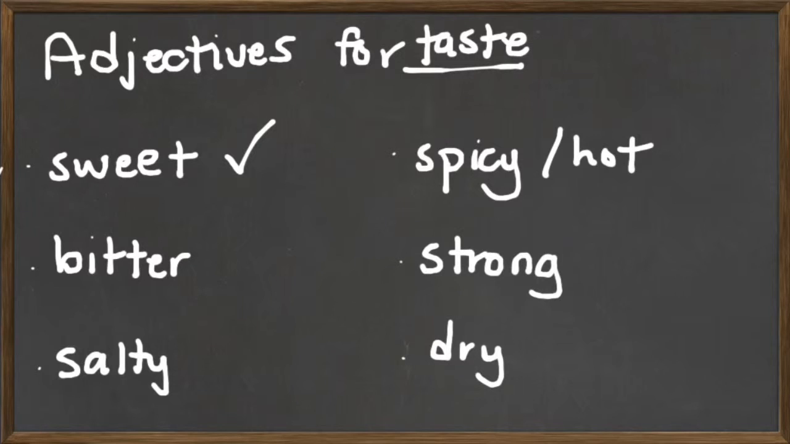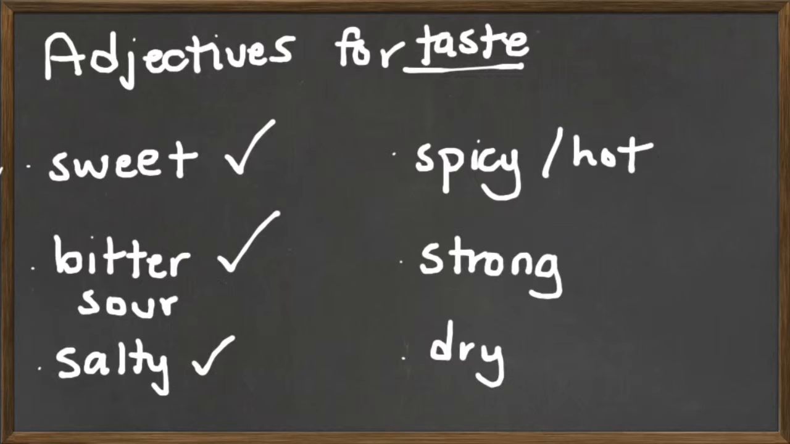Now, the next one would be bitter. Bitter. Now, bitter is the opposite of sweet. So examples are coffee with no sugar. What else can it be? There's some fruit that is bitter as well, or well, we can call it sour, which are very similar tastes, and so forth.